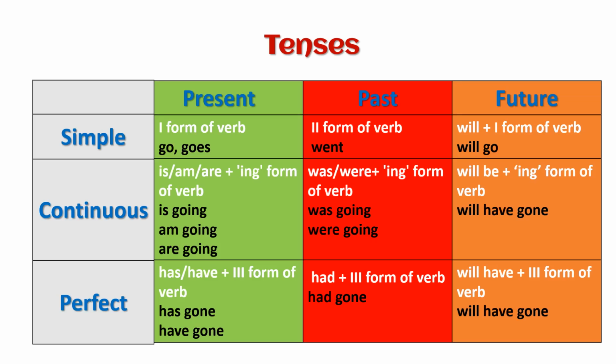In the past perfect tense, we will use had plus third form of the verb. So it becomes had gone. In the future perfect tense, we will use will have plus third form of the verb. So our verb will be will have gone. So it is a little bit confusing, but you just revise it again and you will understand it. Please note down this table in your copy neatly or paste it near your study table so that you can revise it regularly and learn all the rules.